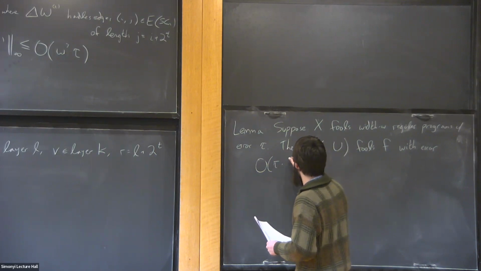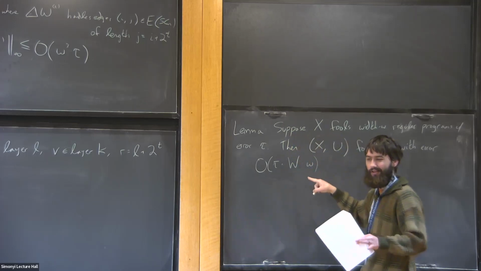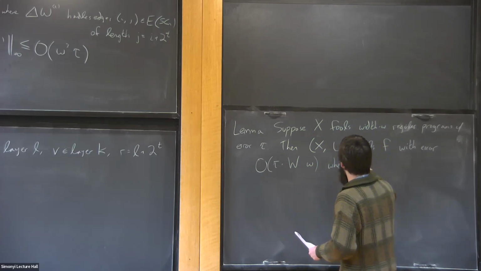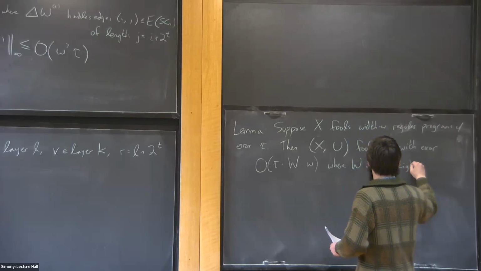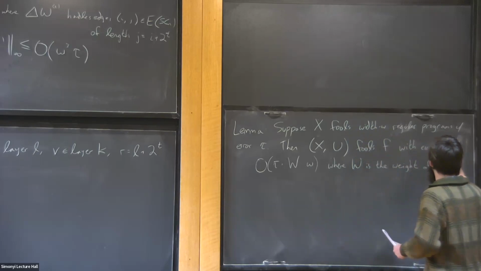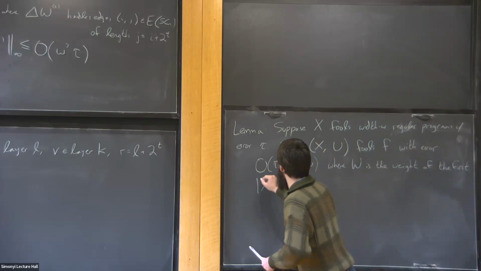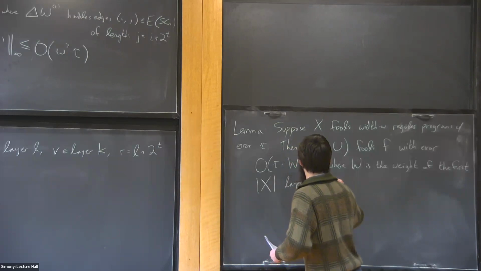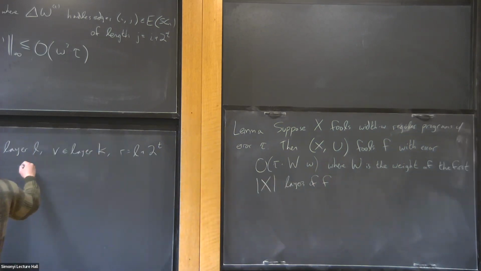So it's tau times the weight, and there's some little factor of W that you maybe don't necessarily need here if you set up your definitions right, where W is the total weight of all the edges in the first capital X many layers. I'm assuming here that L is the first layer for simplicity.